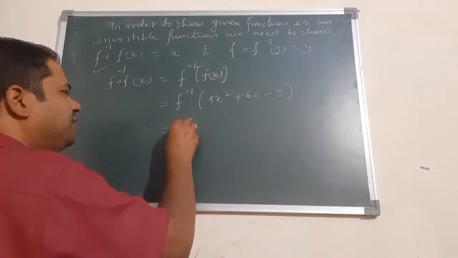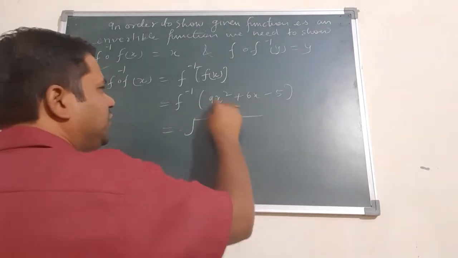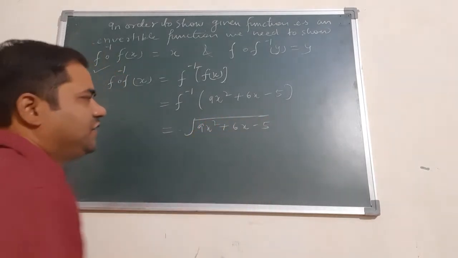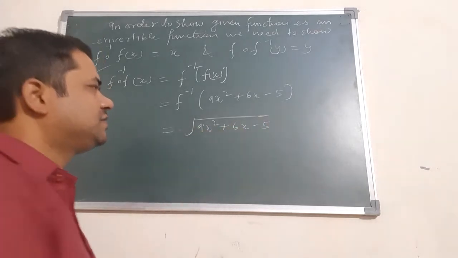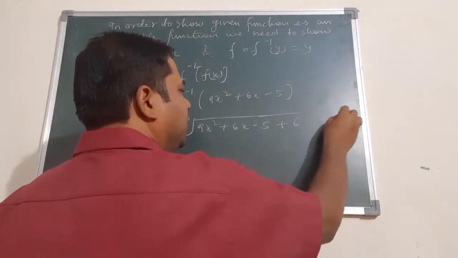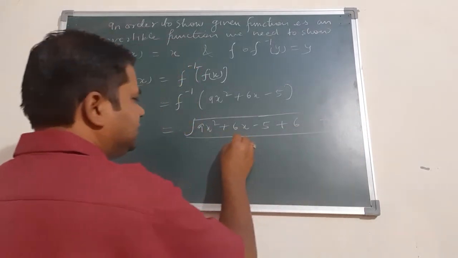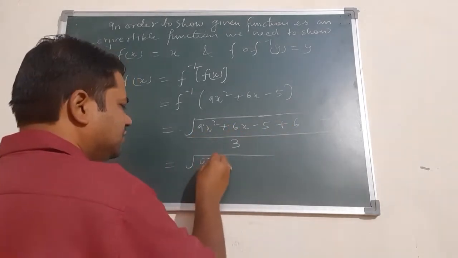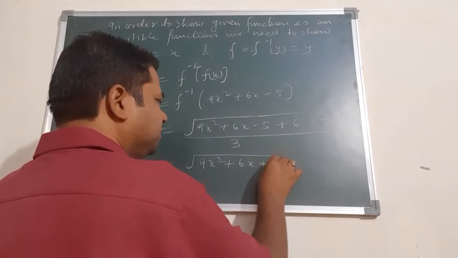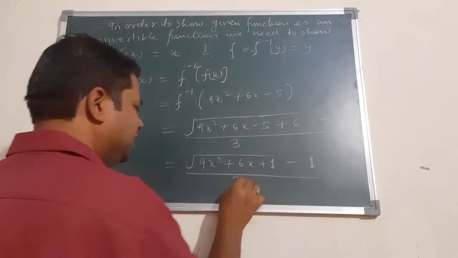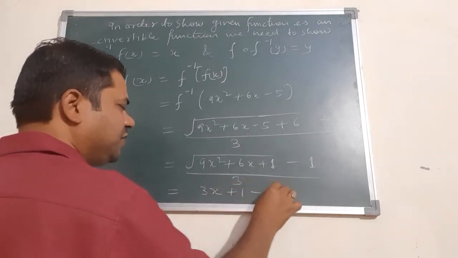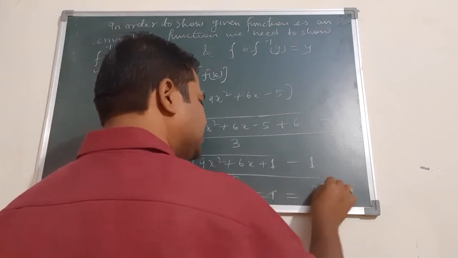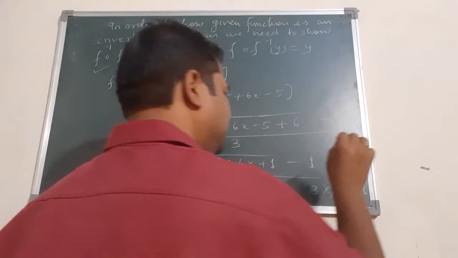This is nothing but f inverse, that means at the place of y this is 9x square plus 6x minus 5. You see the f inverse of y is root of y plus 6 minus 1 divided by 3. So this is nothing but root of 9x square plus 6x plus 1, minus 1 divided by 3, and you know very well this is 3x plus 1 minus 1 whole divided by 3. This is 1 1 cancel out, 3x by 3, and this is x only.